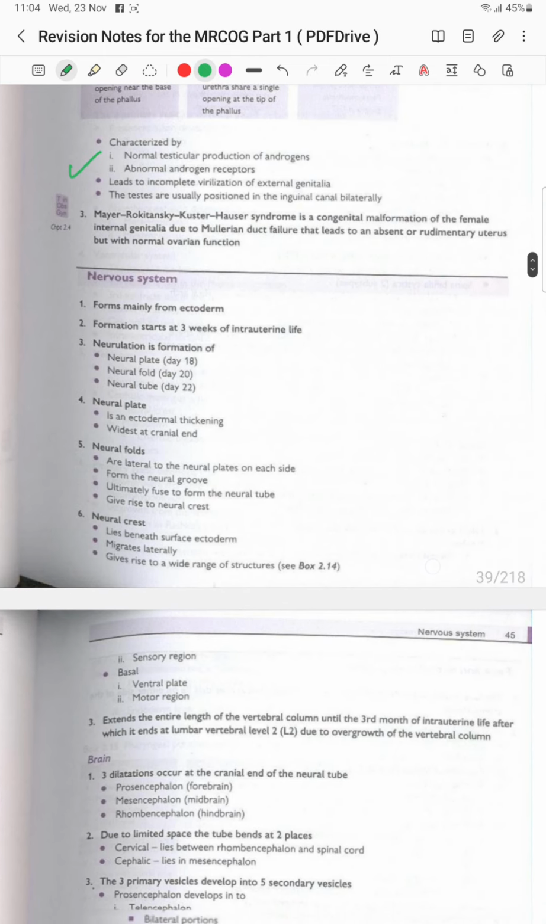And now let's move towards the next topic. This is the nervous system. The nervous system forms mainly from the ectoderm, and formation starts at 3 weeks of intrauterine life.